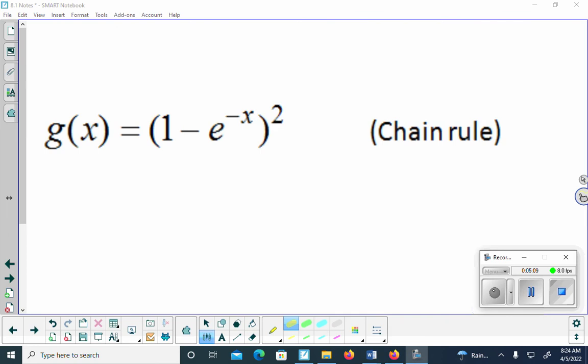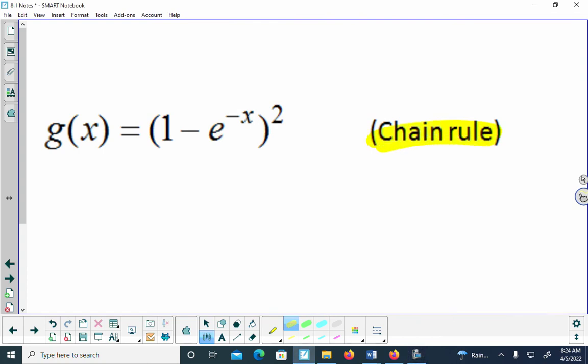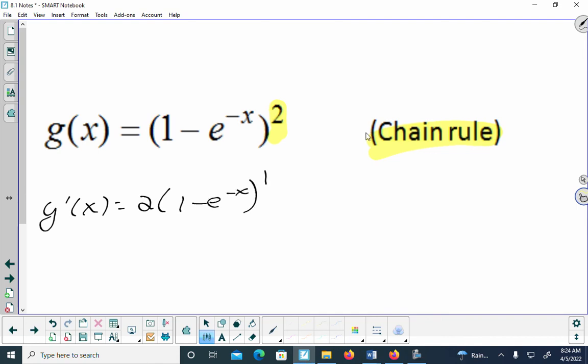Moving on to the next one, I have g of x is equal to 1 minus e to the negative x, all squared. This note over here is telling me that I have to use the chain rule. Remember, the chain rule says that you take the derivative of the outermost function. Right now, the outermost function is raising something to the second power. So to take the derivative of something being raised to the second power, I take 2 times whatever I'm raising to the second power and decrease the power by 1. So that's now going to be the first power.